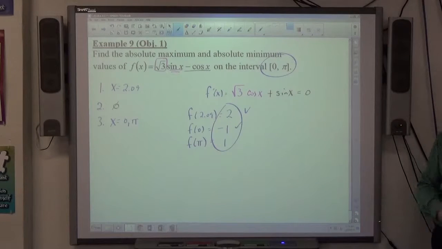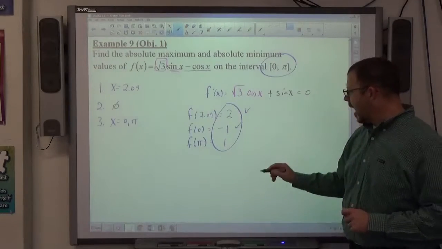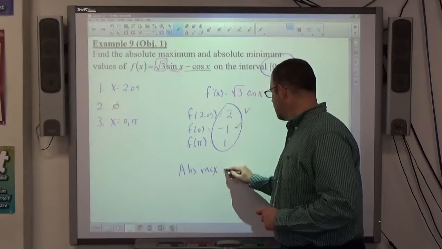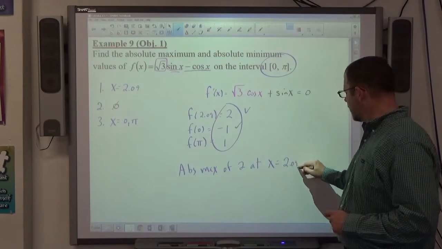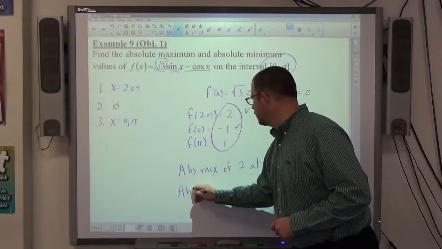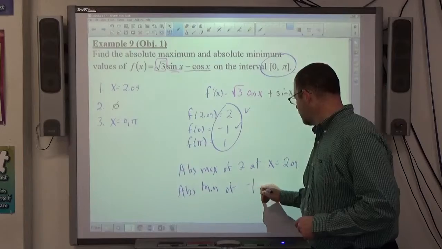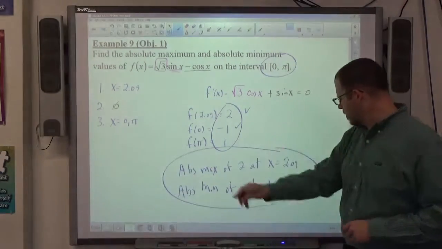The one is a local, whatever it is, minimum or maximum, but it's not asking for that, it's just asking for absolute. So, absolute maximum of 2 at x equals 2.09, absolute minimum of negative 1 at x equals 0.